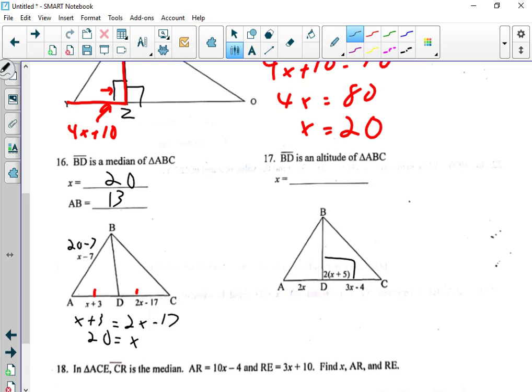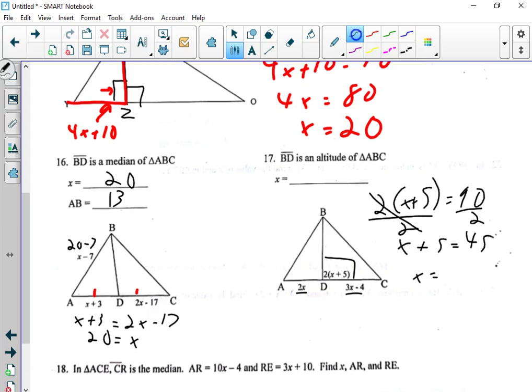So, this can be a tricky problem. We're not going to say that this equals that. We didn't say it's a perpendicular bisector. It's just an altitude. So that means 2 times x plus 5 equals 90. Again, I could distribute the 2, but why do it when 90 is even? Just get rid of it right now. X plus 5 equals 45. Subtract 5. X is 40.